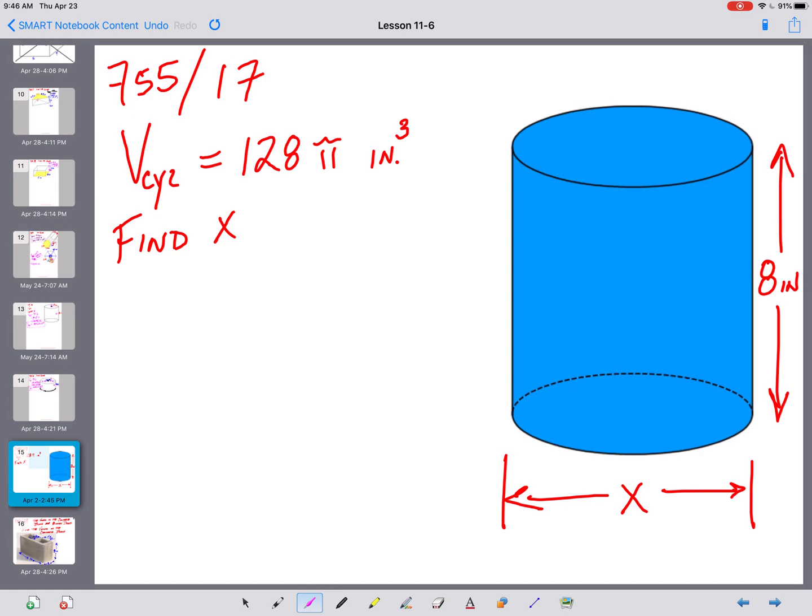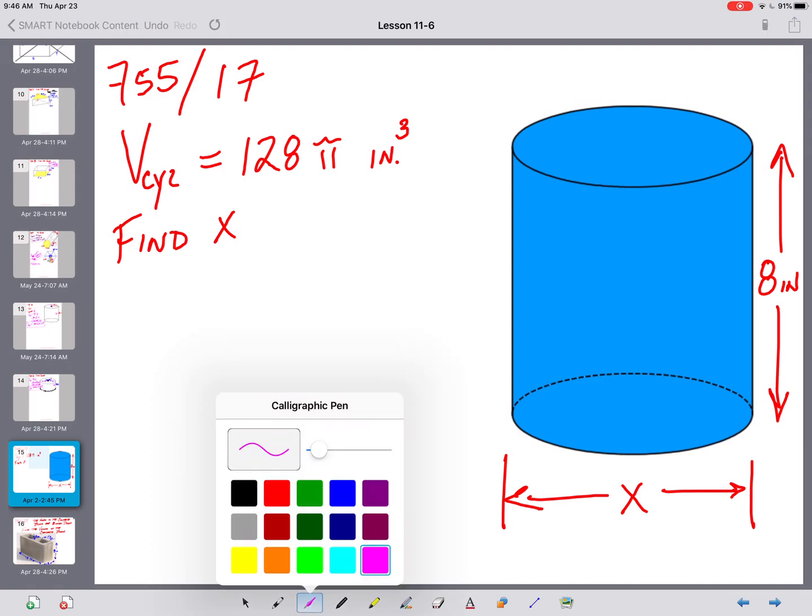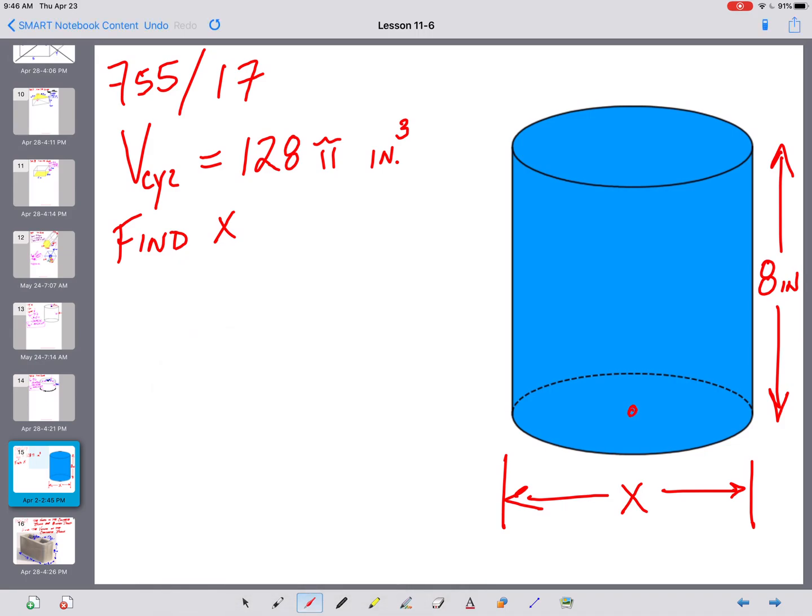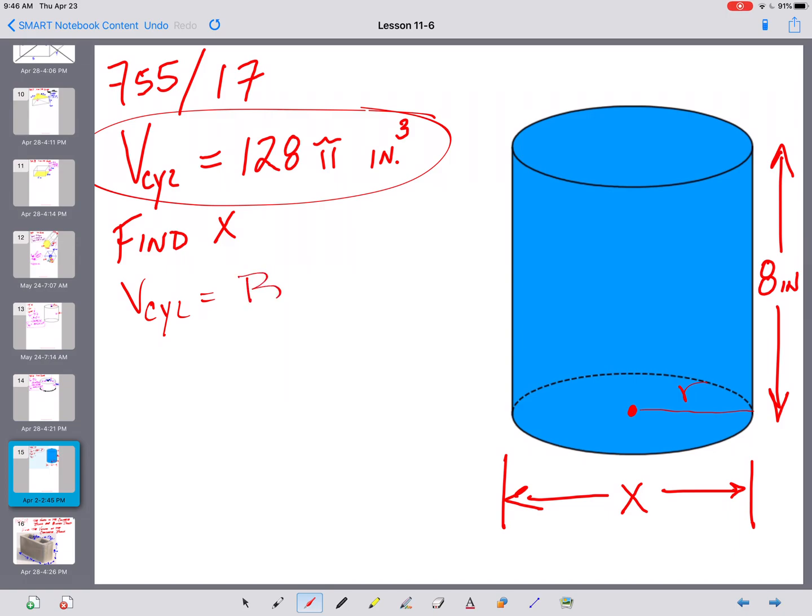Well, what we want is the diameter, and I think what we have to find first is the radius. If I find the radius, is it easy to find the diameter? Sure it is. I'm just going to double it. So let's find the radius. If they give me the volume of a cylinder, then that's the formula I'm going to use. Volume of a cylinder is base area times the height. Plug in everything you know. You know the volume. It's 128 pi.